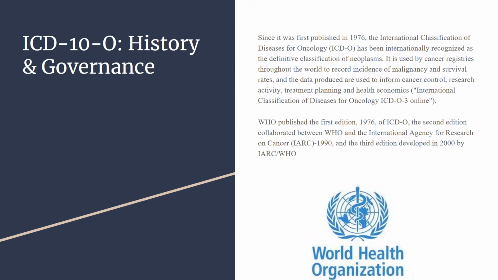Since it was first published in 1976, the International Classification of Disease for Oncology, ICD-O, has been internationally recognized as the definitive classification of neoplasms. It is used by cancer registries throughout the world to record incidence of malignancy and survival rates. And the data produced are used to inform cancer control, research activity, treatment planning, and health economics.